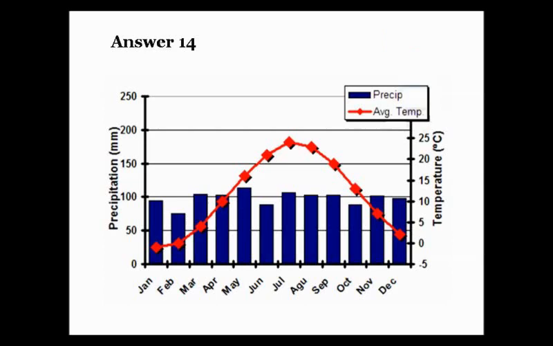The graph gives information about the average temperature and precipitation from January to December. To begin with, we can see that the precipitation remained stable throughout the period, with the average at 100 millimeters. According to the graph, however, the temperature fluctuated throughout the period.